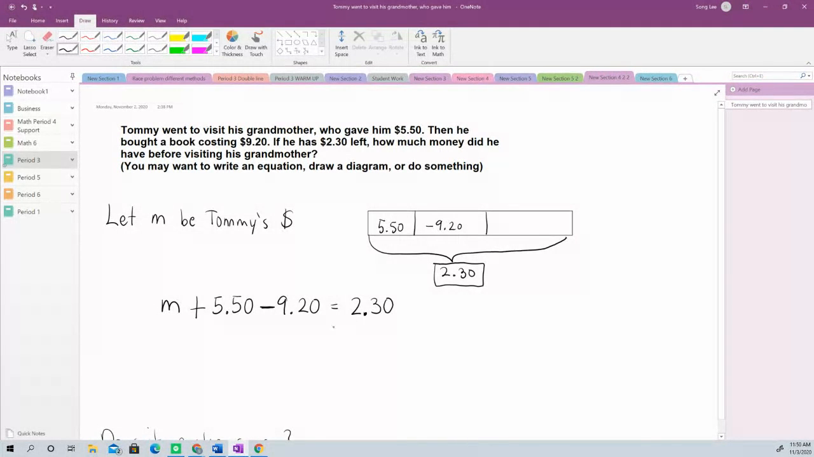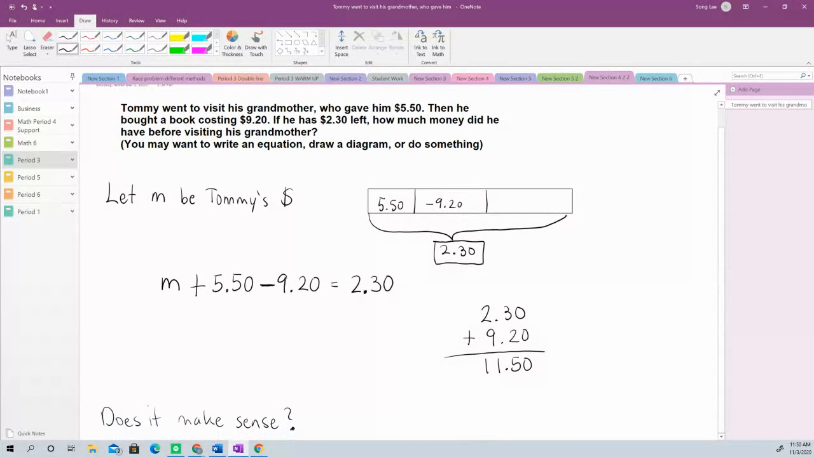So maybe we can go backwards. Maybe since I had $2.30 left, I can go backwards. So let's return my book since I bought it. So that means I get my $9.20 back, which gives me $11.50. And I go back to my grandmother, and since she gave me $5.50, I'm going to return her $5.50.